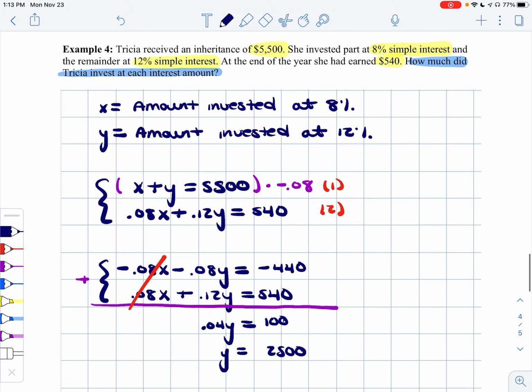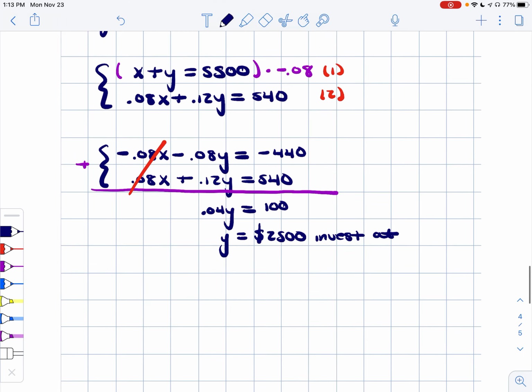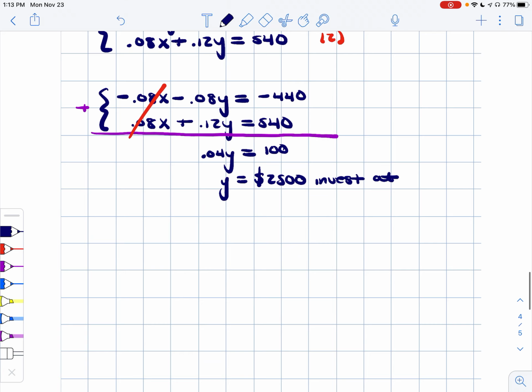Now going back up to look at our variables, we said that y was the amount invested at 12%. So this is $2,500 invested at 12%.